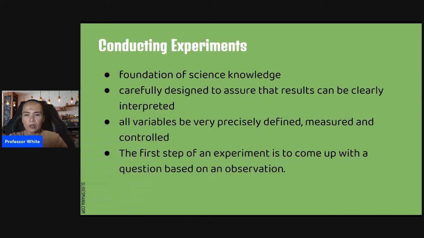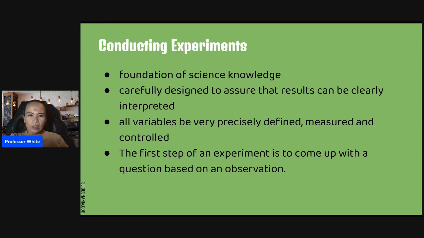So I'll start first with the gist of the activity, especially on the questions that you guys will answer for the lab, which is conducting experiments. So all throughout the course, you guys will be conducting experiments. And so experiments are the foundation of science knowledge. And we carefully design these experiments to assure that the results that we get are clearly interpreted and, of course, accurate and precise. Now, all variables are very precisely defined, measured, and controlled. And the first step, of course, of an experiment is to come up with a question based on an observation. So that's conducting experiments in a nutshell.